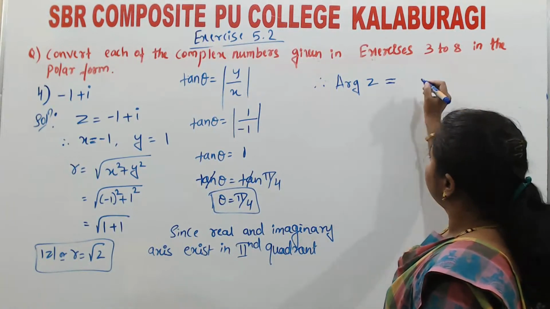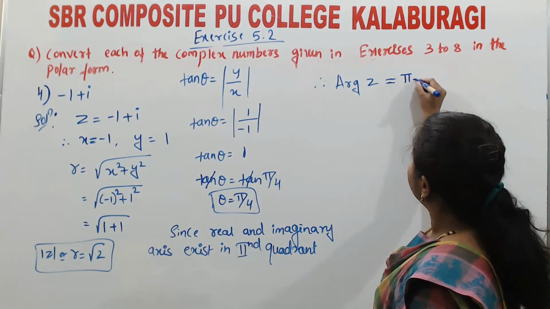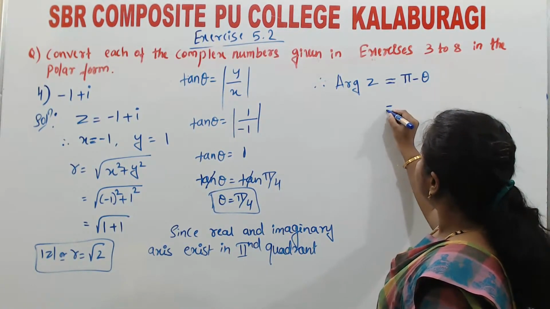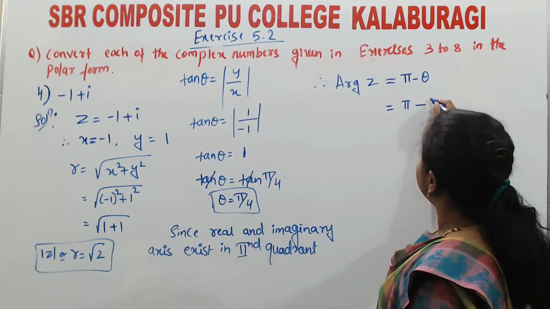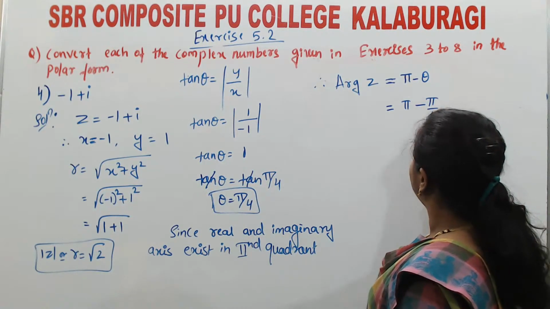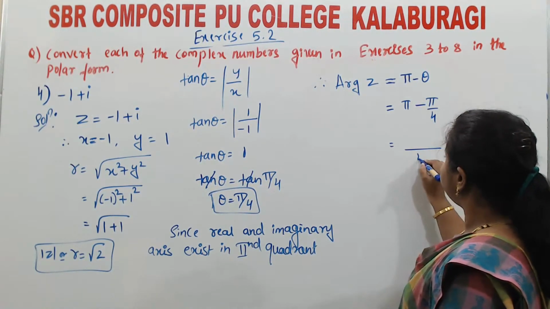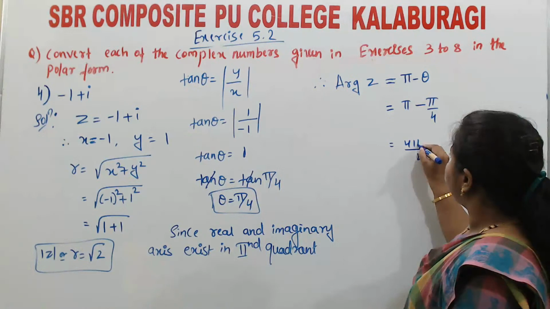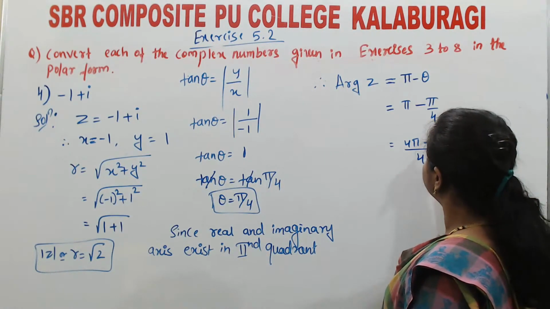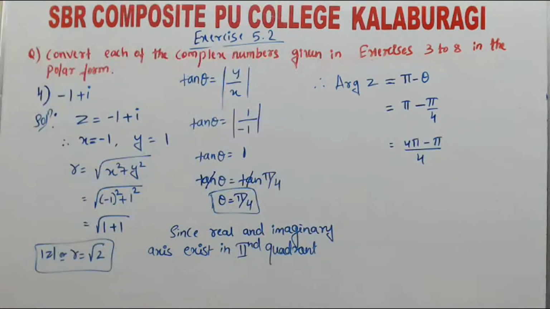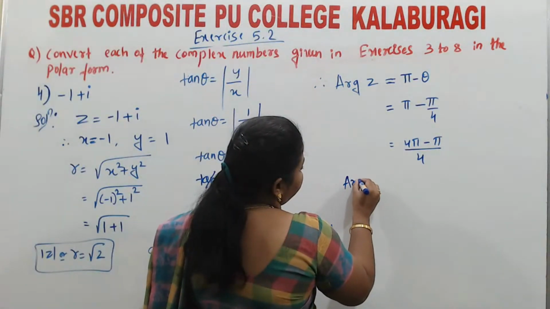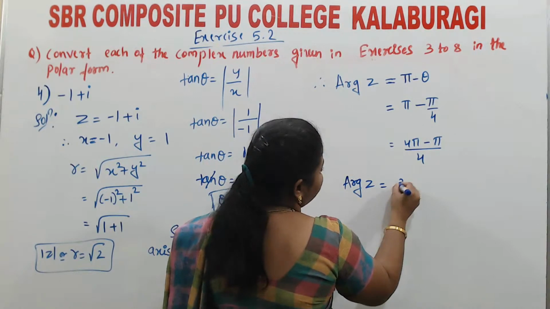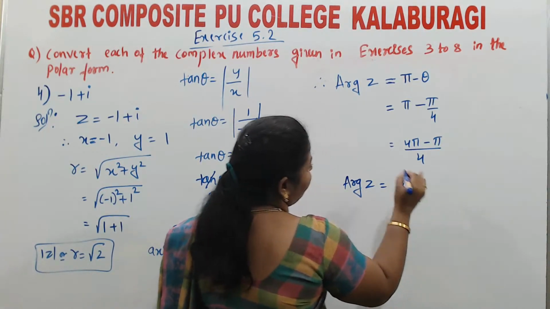pi minus theta. What is the value of theta? Theta is equal to pi by 4. Then pi minus pi by 4, with 4 as LCM, is 4 pi minus pi over 4. Then argument of z is equal to 3 pi by 4.